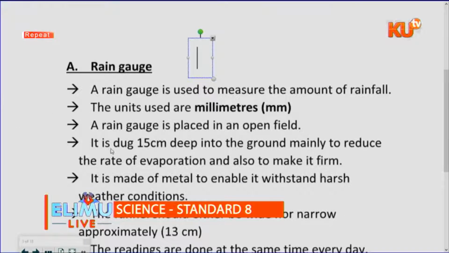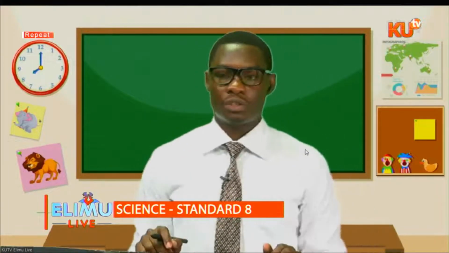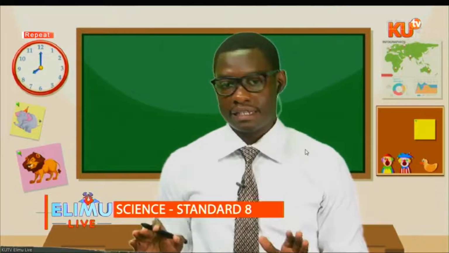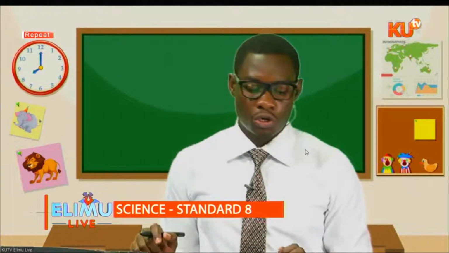So we have that. It is dug 15 centimeters deep into the ground, mainly. So we take note of this word mainly. Mainly means the most important part. So it is dug 15 centimeters to reduce the rate of evaporation and also to make it firm. But remember, to reduce is the main point, while the other one is just an additional point.